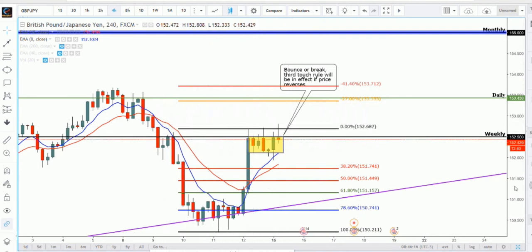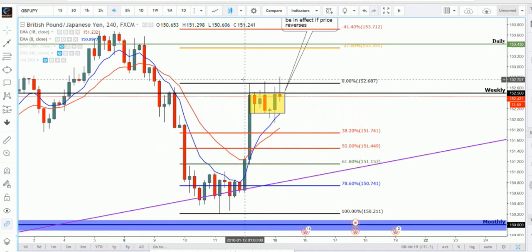Always, guys, use the wicks. I get a lot of questions about that. Use the wicks of the candle. Where did the candle wick? To here and here. Use the wick.